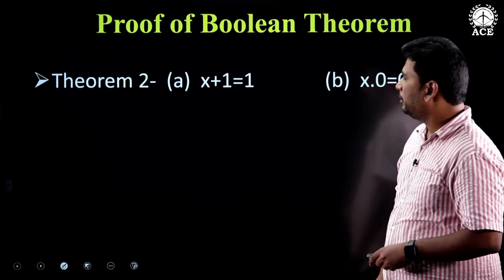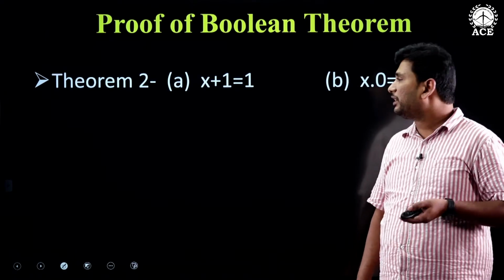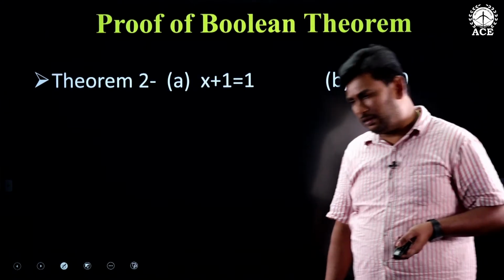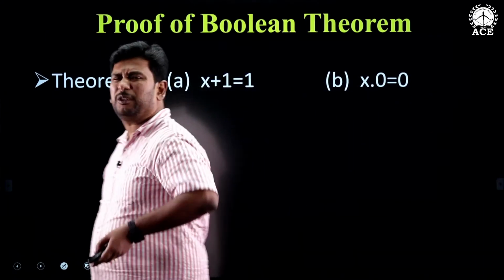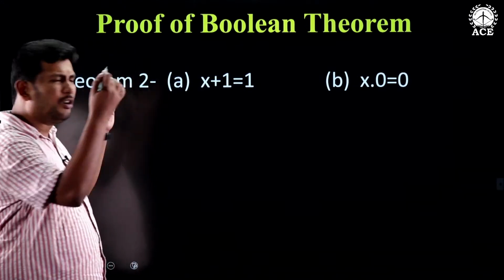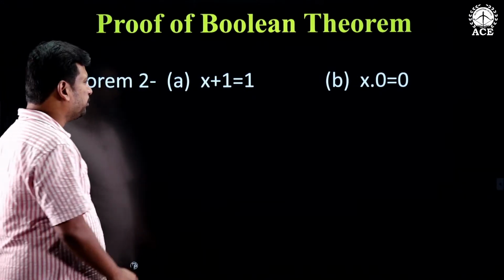Let's go for the next, your second theorem: x OR with 1 equal to 1. I want to simplify things. We have a long procedure, but let me take a simple proof.